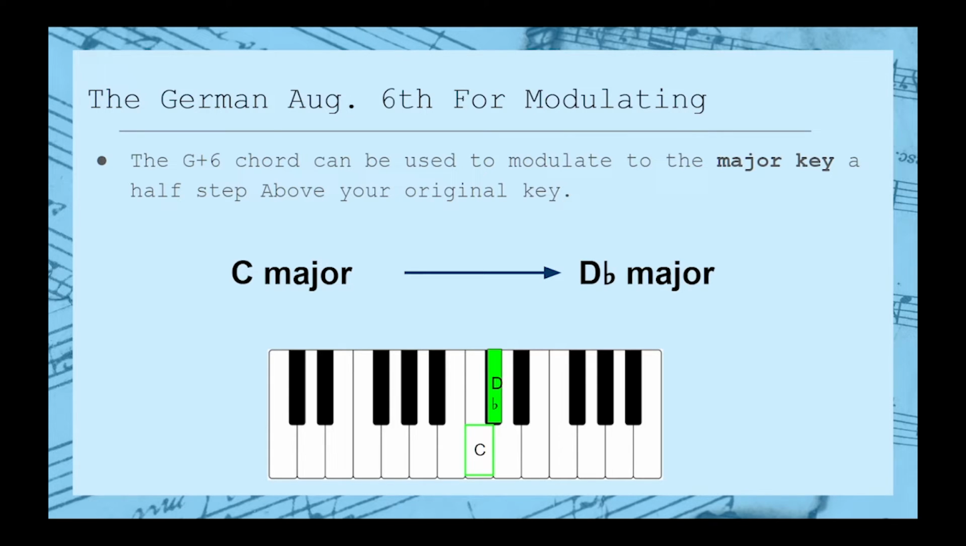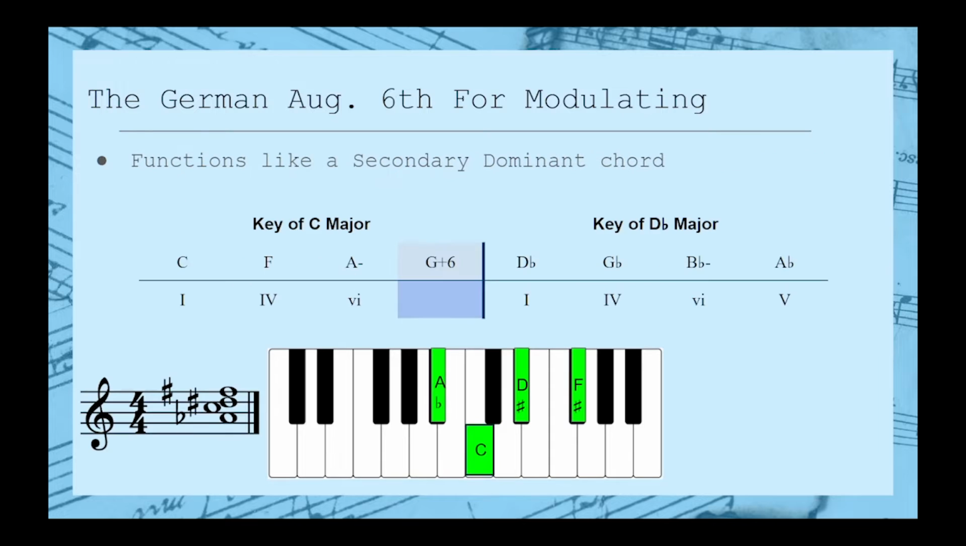To do this, you'll just use the German Augmented sixth to pivot from one key to the other, like using a secondary dominant. This works because the German Augmented sixth in your 1st key is essentially the dominant chord from your new key. For example, if we look at our notes from our German Augmented sixth in the key of C major, we have A flat, C natural, D sharp, and F sharp.